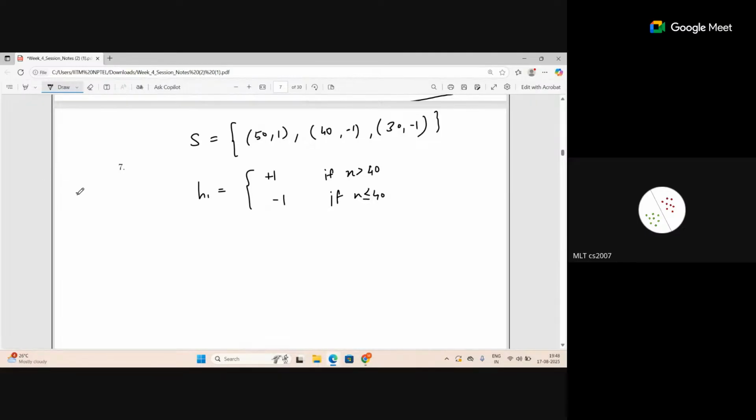And there is another decision stump which says h2 equals, if x is greater than 30, I'll say plus 1. And if x is less than or equal to 30, I'll say minus 1. Okay, this setup is fine. Does this look like a decision stump? Yes, sir. Right? By the way, this is plus 1, this is minus 1. So these are the labels and this is the data points.